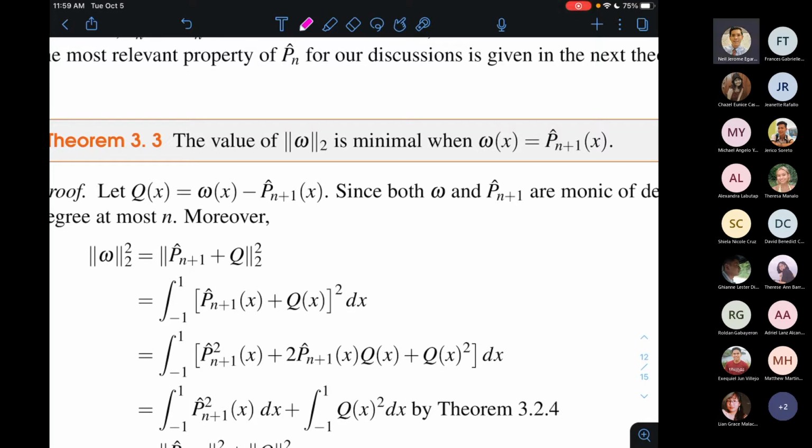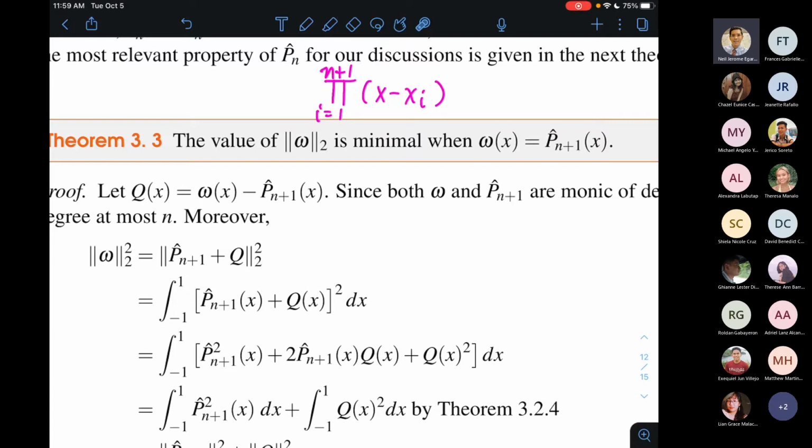Now, what is p hat sub n plus 1? Remember, the Legendre polynomial p sub n is not monic when n is greater than 1. But remember, omega, the product of x minus the interpolatory abscissas x sub i, i going from 1 to n plus 1, is monic, right? Ang leading coefficient nito ay x to the n plus 1.